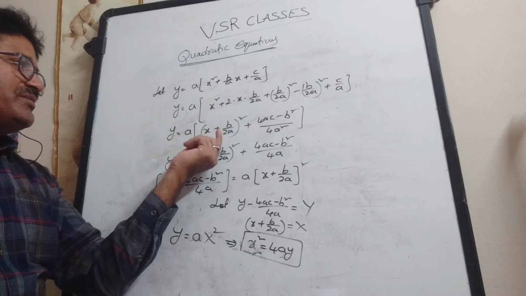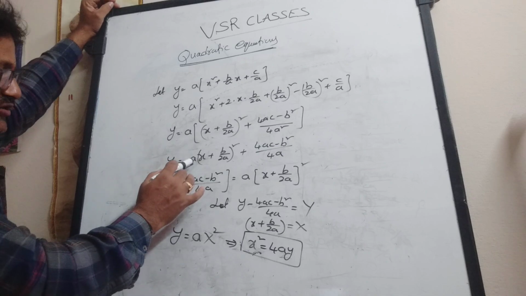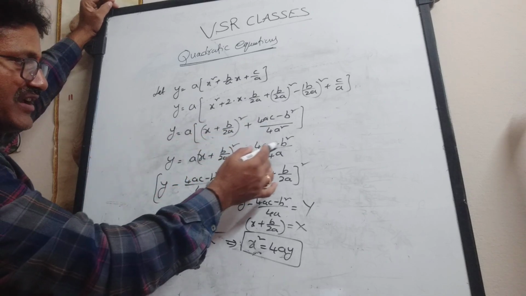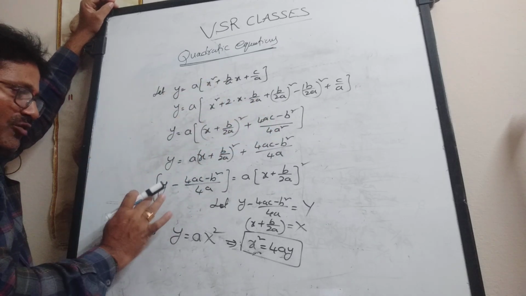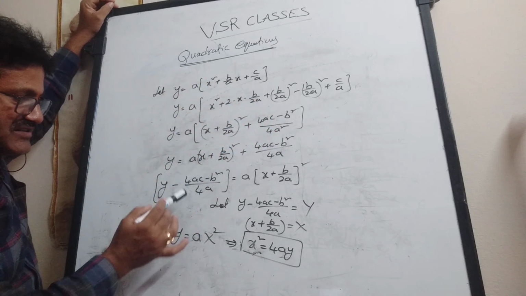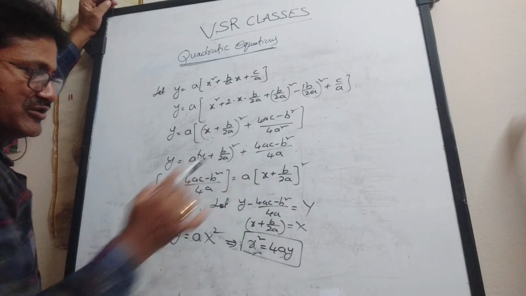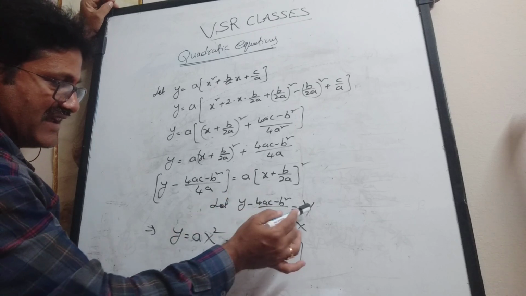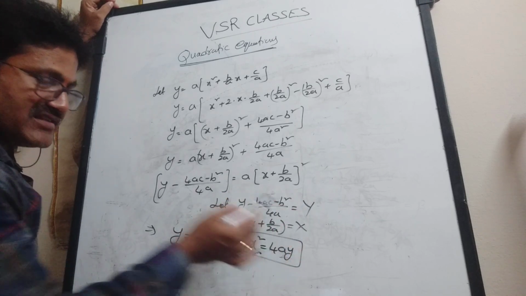A into (x plus b by 2a) whole square plus (4ac minus b square) by 4a square. So y is equal to a into (x plus b by 2a) whole square, just multiply a inside: (4ac minus b square) by 4a, you got it there. You bring that value this side: y minus (4ac minus b square) by 4a is equal to a into (x plus b by 2a) whole square. Now let me take this y minus this total thing as capital Y, and this x plus b by 2a as capital X.